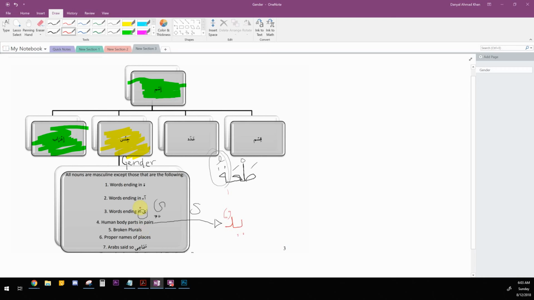Next up is broken plurals. When you get into types of plurals, one of them is broken plural. If you have a broken plural, for example, qalamun, aqlamun, then that will be treated as a feminine noun. Proper names of places, for example, Canada. And lastly, if the Arabs said so.